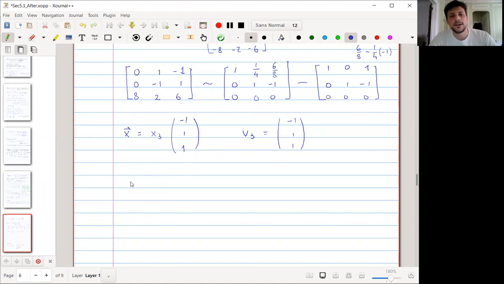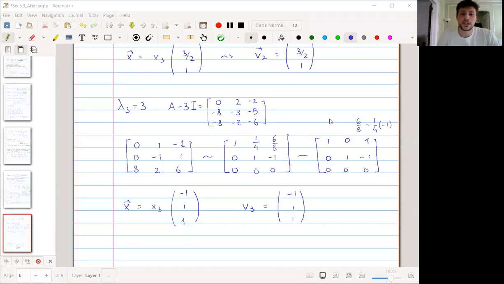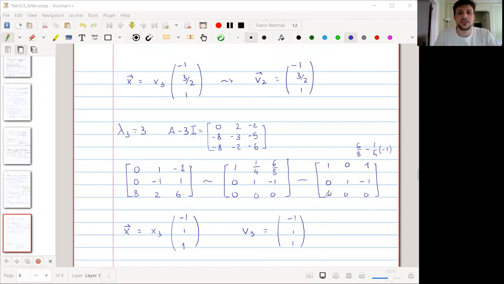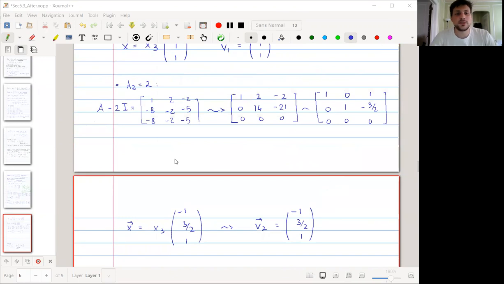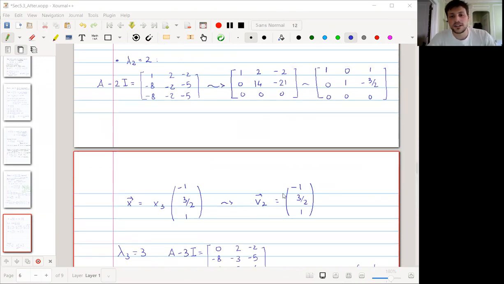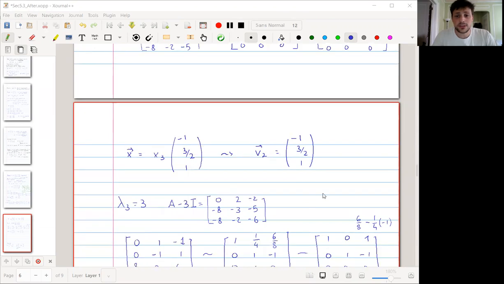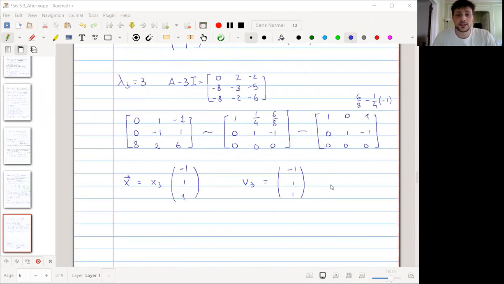Now, let me double check I didn't make any mistake. Okay, let's resume the recording. I double checked that there wasn't any mistake. In fact, there was a tiny mistake here in lambda 2. V2 was before written with a 5 in the first entry, but it actually should be a -1. Everything else should be all right.